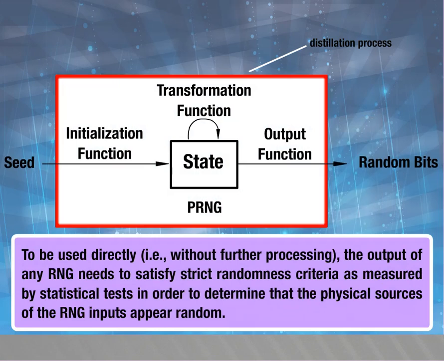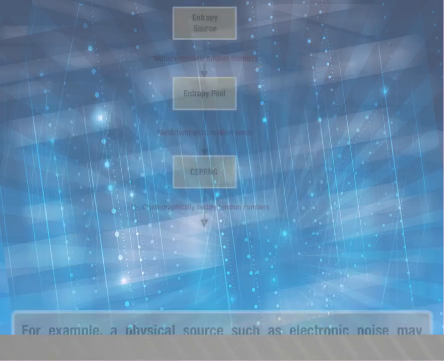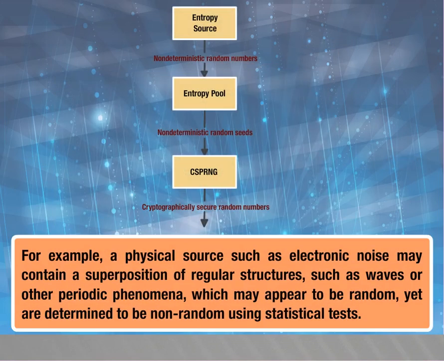To be used directly, that is, without further processing, the output of any RNG needs to satisfy strict randomness criteria as measured by statistical tests, in order to determine that the physical sources of the RNG inputs appear random. For example, a physical source such as electronic noise may contain a superposition of regular structures such as waves or other periodic phenomena, which may appear to be random, yet are determined to be non-random using statistical tests.